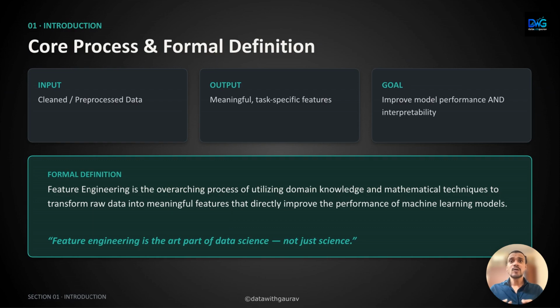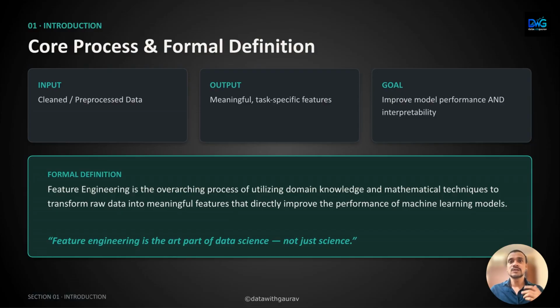itself. Now that we have seen where feature engineering fits into the machine learning pipeline, let's understand what actually happens during this step. The process is quite straightforward. We start with cleaned and pre-processed data as the input. The goal is to transform the data into meaningful task-specific features that a machine learning model can learn from. So, in other words, the output of feature engineering is not more data, it's better data, quality data.